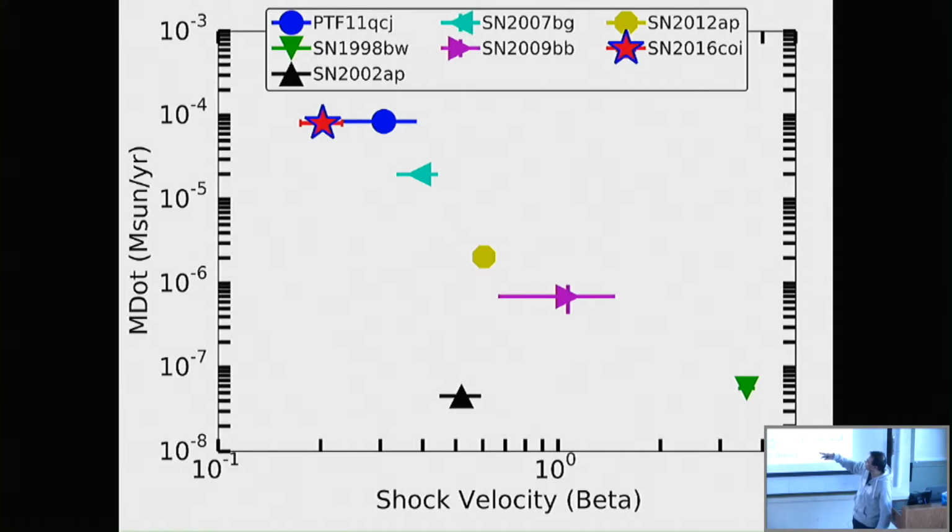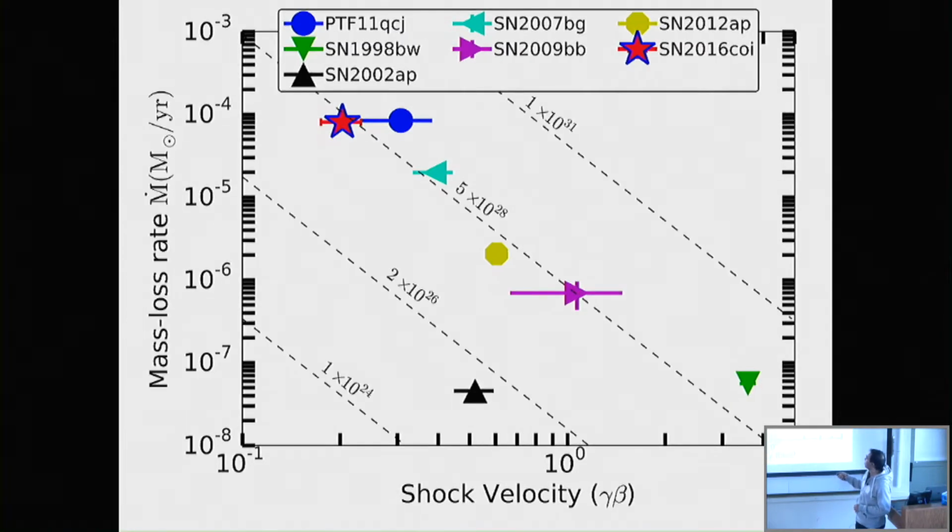So what is plotted here is the mass loss rate on the y-axis and the shock velocity from these type 1c broadline supernovae on the x-axis. It turns out that they all line up in a single line, which is actually the contour of luminosities. So you have faint supernovae here and high luminosities there. It turns out that all these type 1c broadline supernovae line up in a single line, which also means that we tend to pick up brighter, faster supernovae.